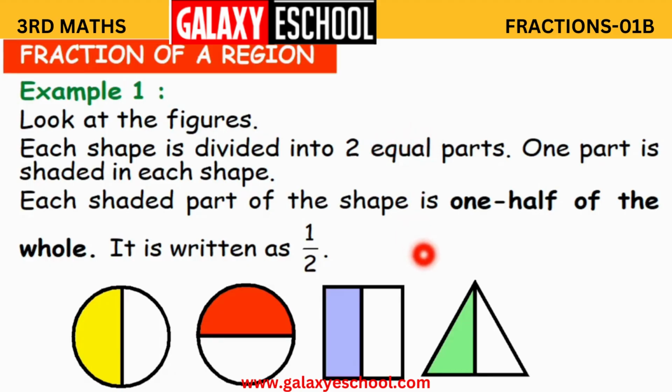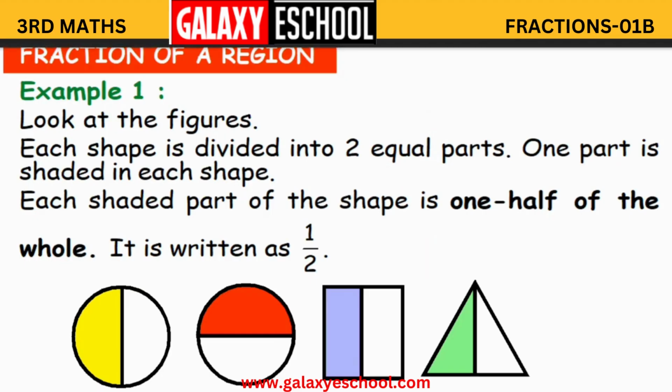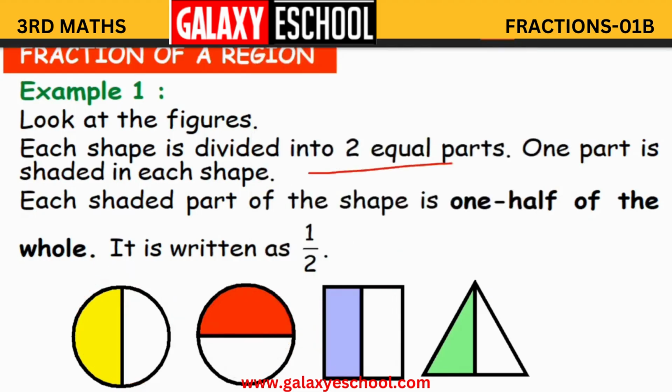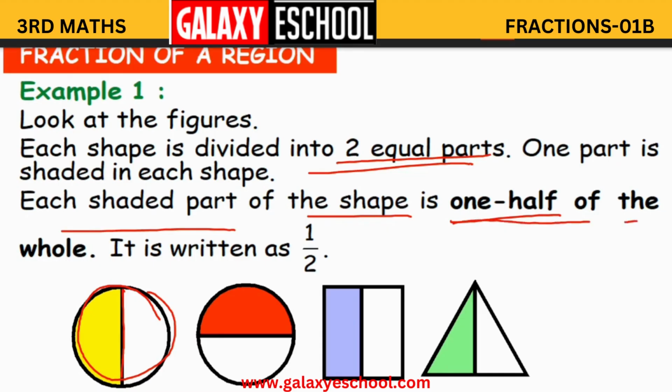If you look at the figures here, we have a circle, rectangle and a triangle. This is one single object which is divided. Divided into what? Into two equal parts, children. So, what did we learn? When an object is divided into two equal parts, then each part is called what? One half. So here each shaded part of the shape is one half of the whole.